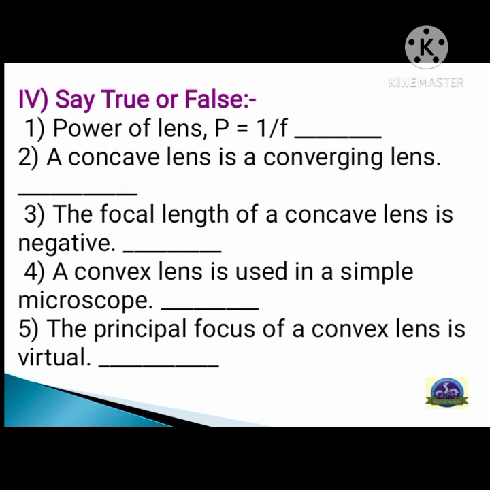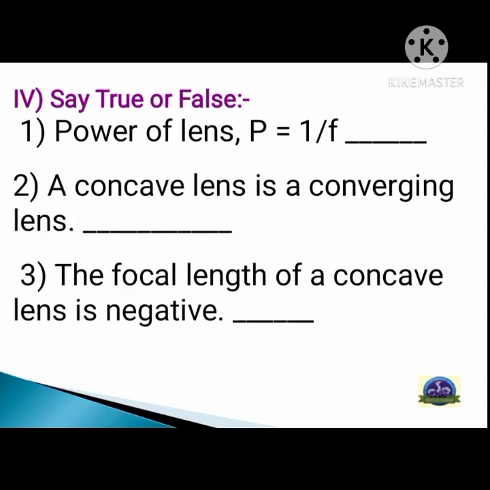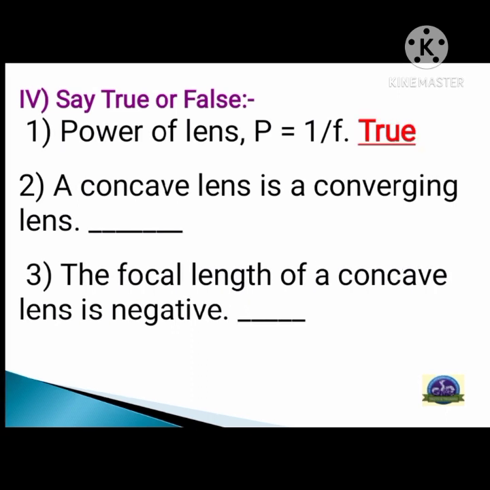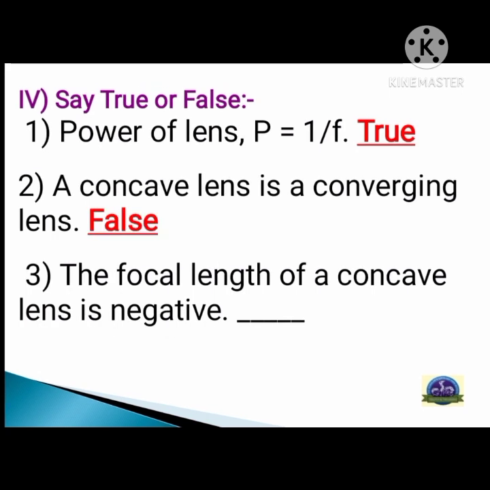Question number 4. Say true or false. First one, power of lens is given as P is equal to 1 upon f. The formula of power is 1 upon f. So the given statement is true. Write down true. Second one, a concave lens is a converging lens. The given statement is false because the concave lens is a diverging lens.